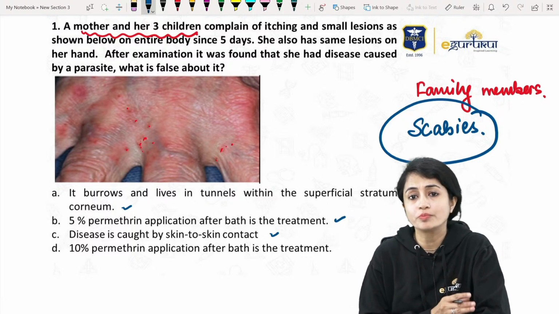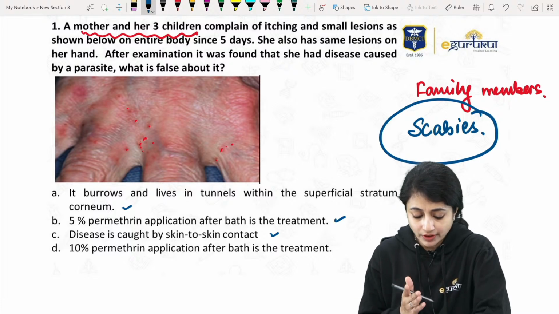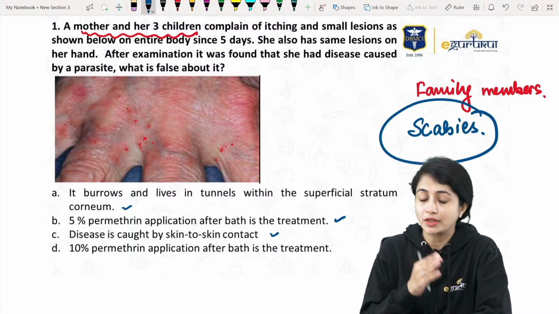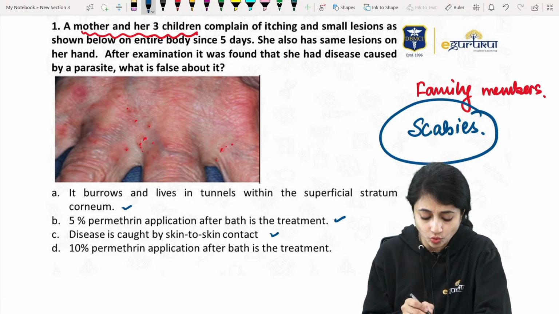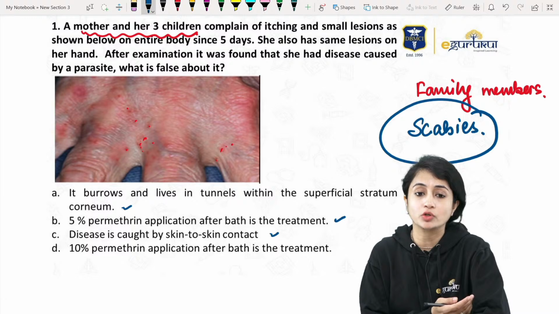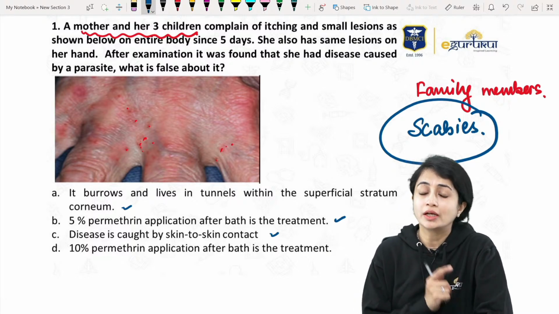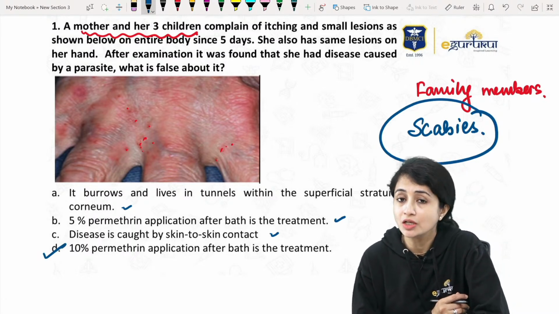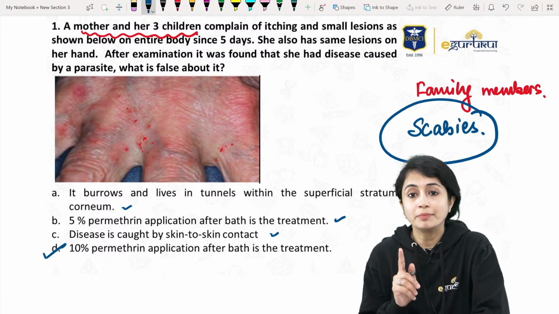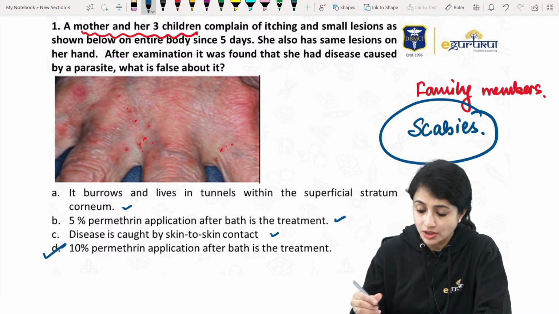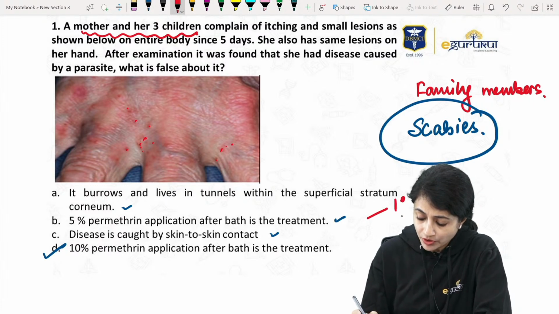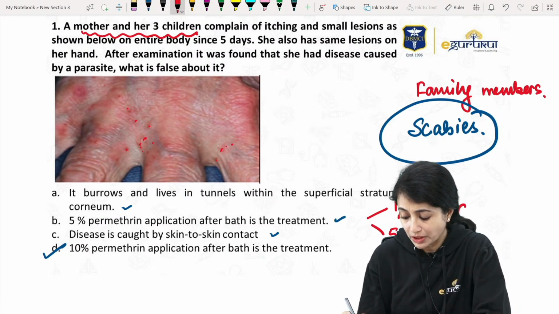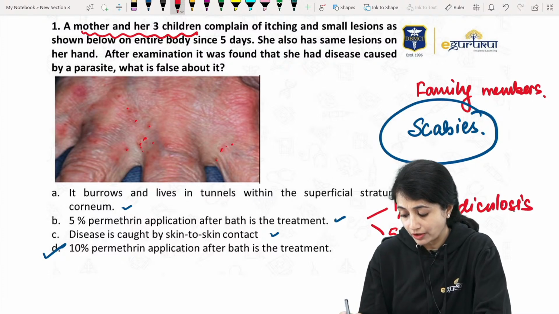So if you look at the options, it's so easy. If they have given you 5% permethrin is a treatment and 10% permethrin is the treatment, instantly you know that only one can be the correct option. So it's important that you know that the treatment for scabies is 5% permethrin and not 10% permethrin. That becomes my answer here. Remember, permethrin is available in 2 concentrations: 1% cream or 5% cream. I use 1% cream in cases of pediculosis and I use 5% in cases of scabies.